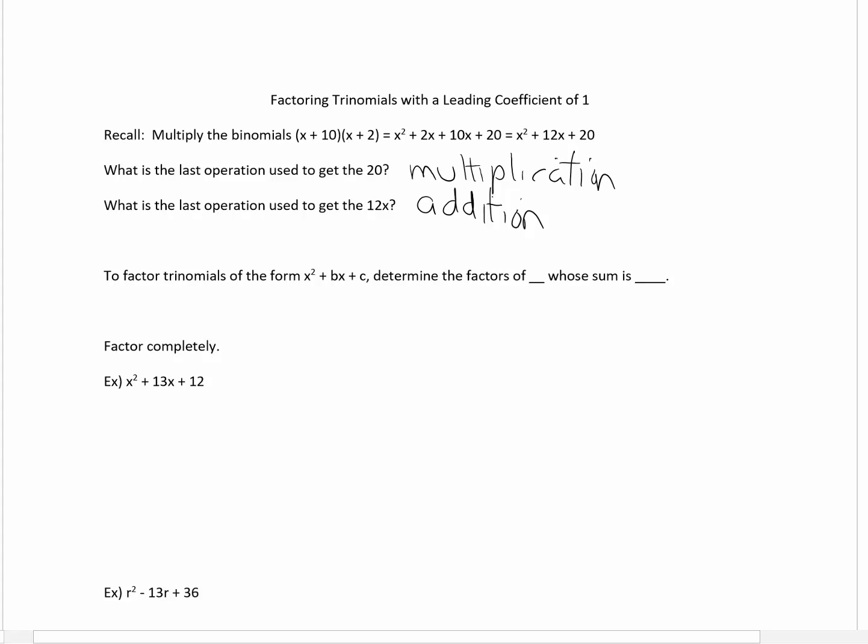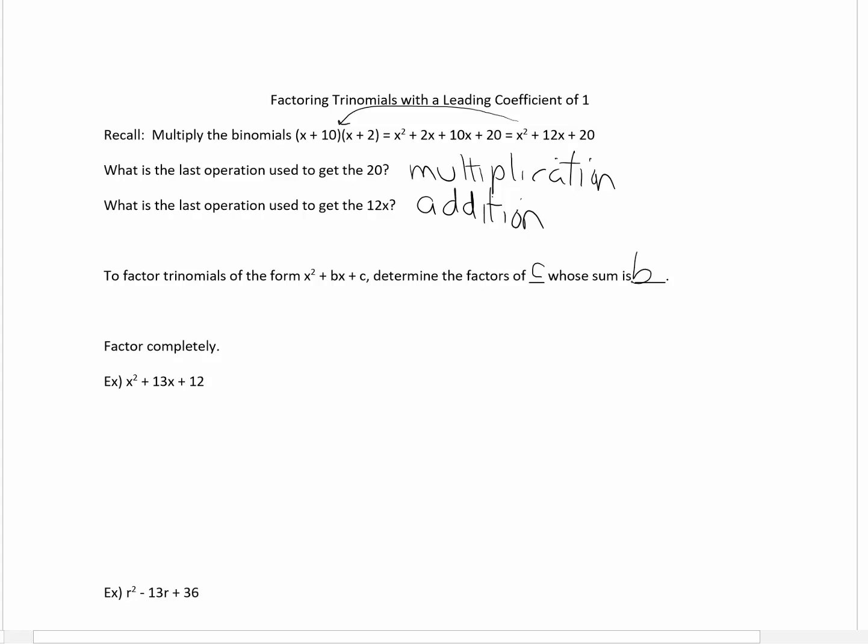So if we wanted to go from x squared plus 12x plus 20 to the factored form, x plus 10 times x plus 2, what did we do? We took factors of 20, 10 times 2, whose sum is 12. 10 plus 2 is equal to 12. So in general, to factor trinomials of the form x squared plus bx plus c, we want to determine factors of the constant, which is c, whose sum is b.